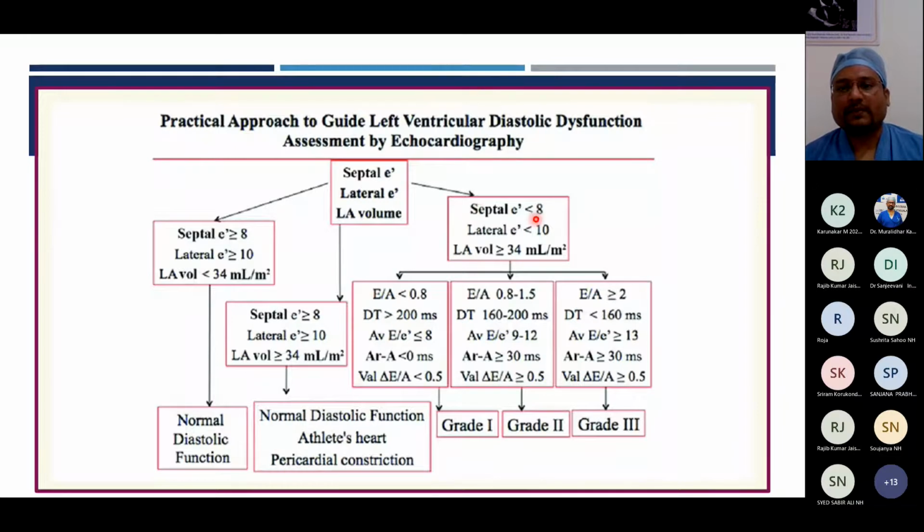If you have a septal E prime of less than 8, lateral E prime of less than 10, and LA volume of more than 34, then you see the E by A ratio, that is 0.8, DT is more than 200, average E by E prime of less than 8, A reversal duration minus A duration in the negative range, and Valsalva delta change or change in E by A of less than 0.5, it becomes grade 1 diastolic dysfunction.